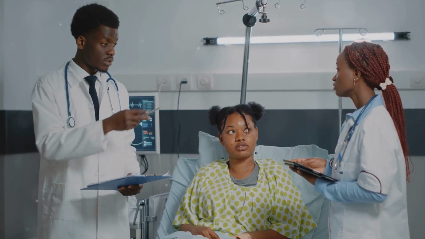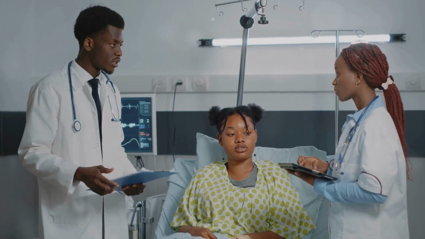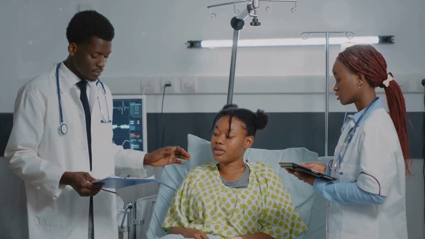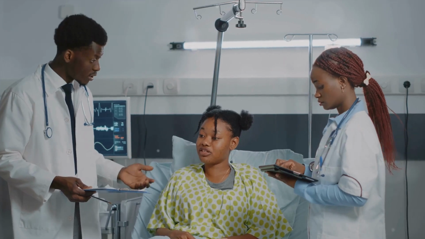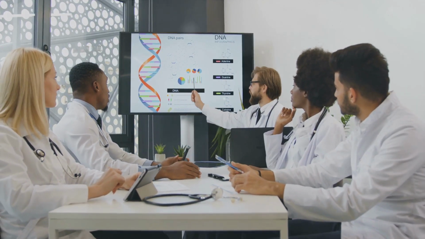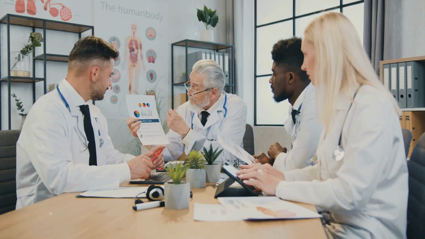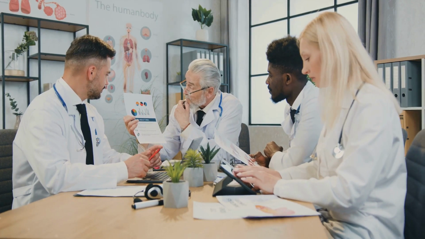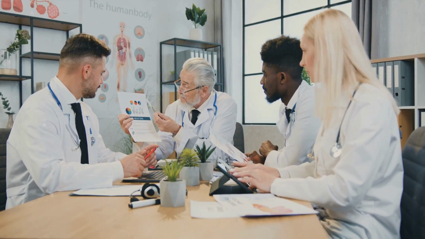Now, suppose one parent has the disease and the other doesn't carry the gene at all. In this case, all their children will be carriers, but none will have the disease. On the other hand, if one parent is a carrier and the other is unaffected, each child has a 50% chance of being a carrier and a 50% chance of not having the gene at all.